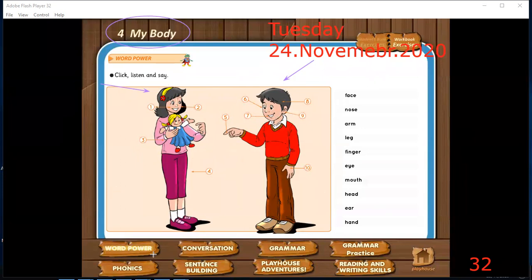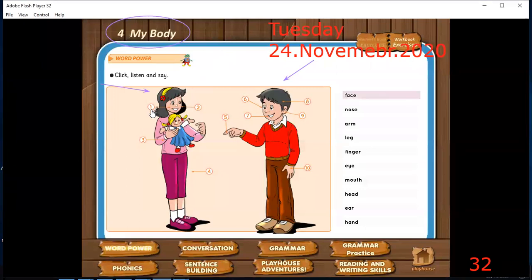I'm going to tell you something: you and your mother, your father, your teacher, your sister, your friends, all of us, we are human. So we have a body, my body parts. Let's go and see, what do you mean by my body parts? Let's go to number one, to click for number one to see what it is.